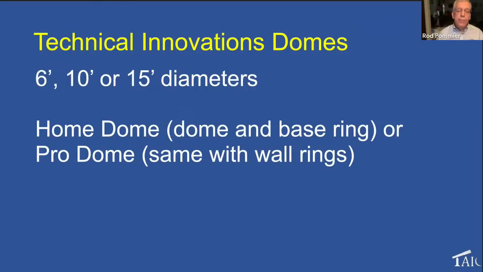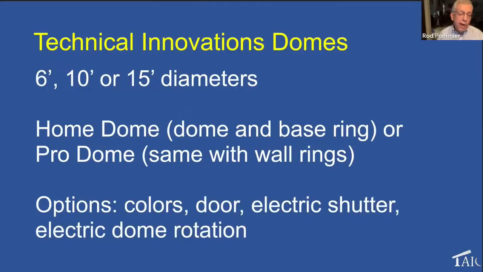And the other model is called the pro dome, which is the same as a home dome, a dome and a base ring, but it comes with whatever number of wall rings you want to order to build up a wall. And they provide a lot of options. If you live in Santa Fe, you can't have something in your yard unless it's adobe colored, so they can do that for you. They could color the dome whatever color you want. You can get in if you get a door. Otherwise, you have to climb in and out through the actual shutter slot.